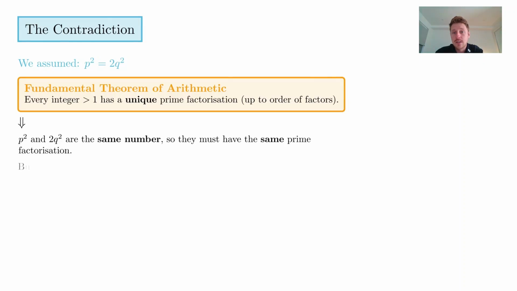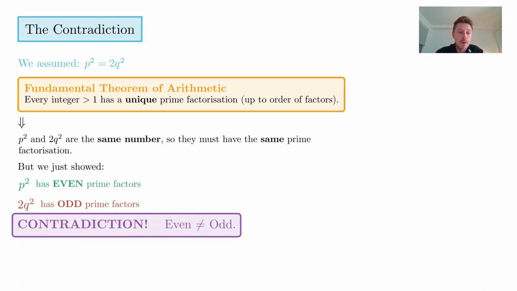And so this is the heart of our proof. We assume that p squared equals 2q squared, but we have what's called the fundamental theorem of arithmetic: every integer greater than 1 has a unique prime factorization. However, p squared and 2q squared are the same number, so they must have the same prime factorization. But we just showed p squared has an even number of prime factors and 2q squared has an odd number of prime factors. So we have a contradiction, because even is obviously not the same as odd. And so our assumption that the square root of 2 equals p over q must be false. Therefore, the square root of 2 is irrational.